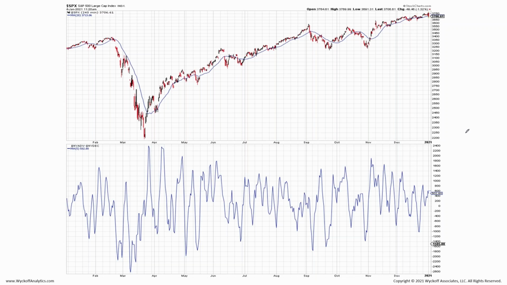You can see, look at the January peak. This is just 2020, January peak, February peak. And notice the deterioration that was occurring. Now, how this is constructed, this is just advancers minus decliners, and it's a 5-day moving average just to smooth the data somewhat. But notice how low this indicator is in mid-February, as there was one final push up in the S&P before the decline.